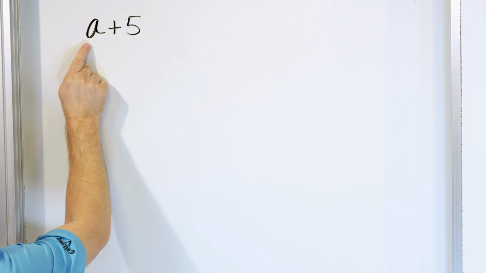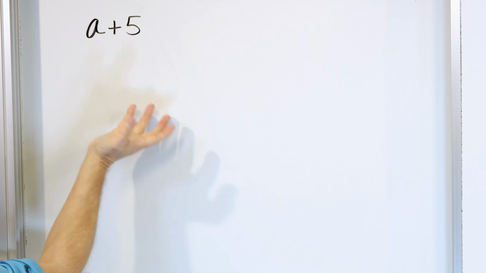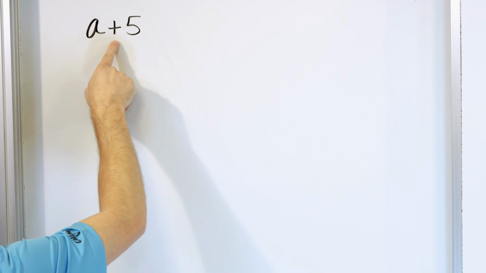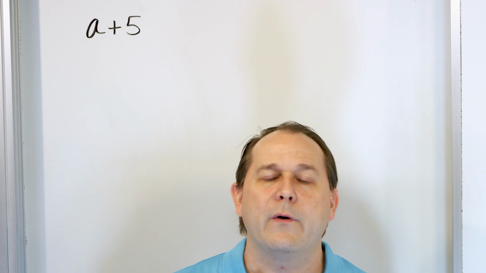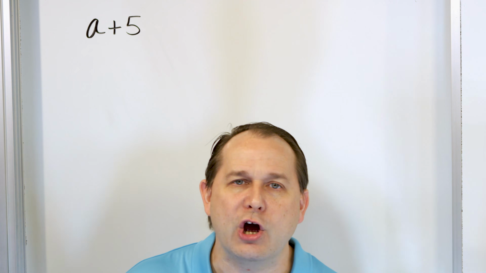Why? Because we have some unknown value a. We don't know what it is, but whatever it is, we're just going to add 5 to it. Now a, at this point, I haven't told you what a is. So a can take on any value. We don't know what it is, right?